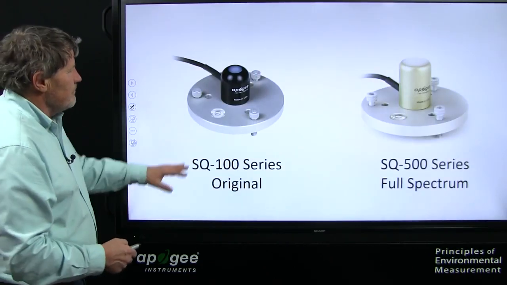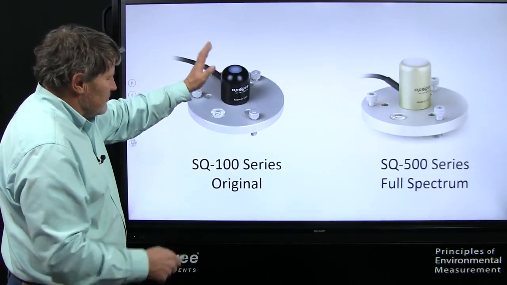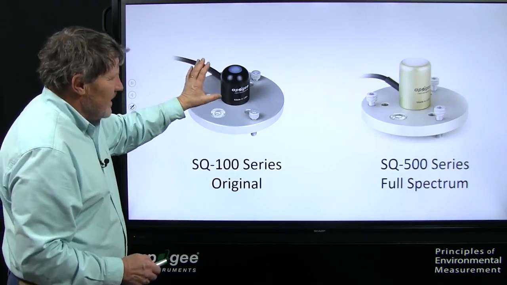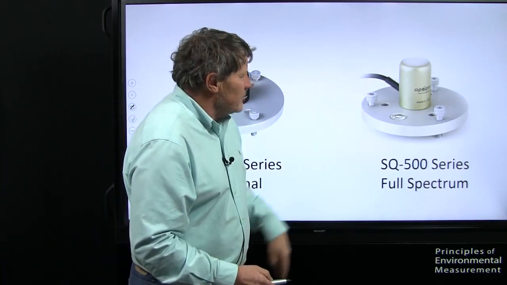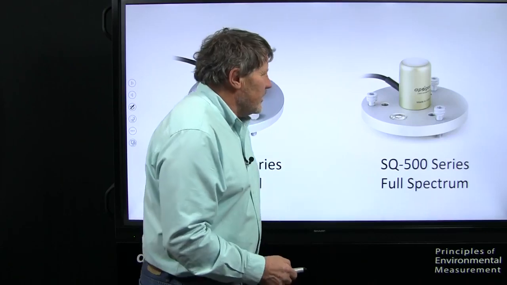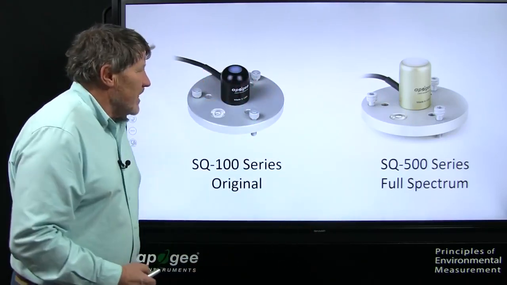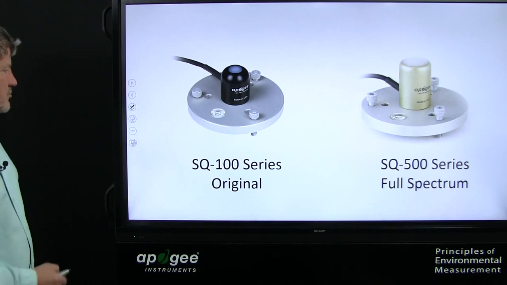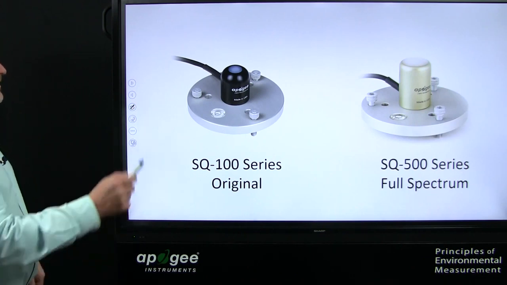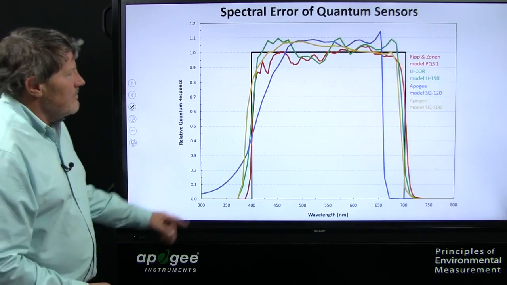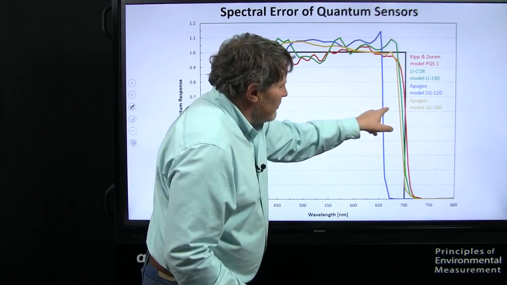So let's take a look at this. Here's the original, the black sensor, many people have this. Here's the new one. It's slightly taller, with a slightly bigger head. Because it's a higher end sensor, it's a gold color instead of a black color. That's what the two sensors look like, original and full spectrum. Now let's go back to that graph, and here's the difference again, right here.